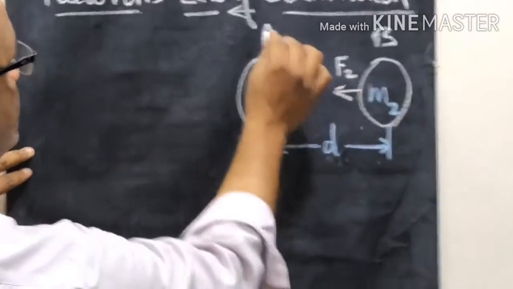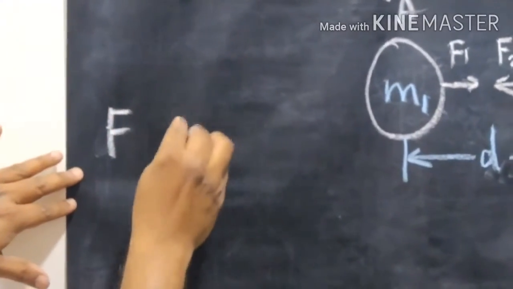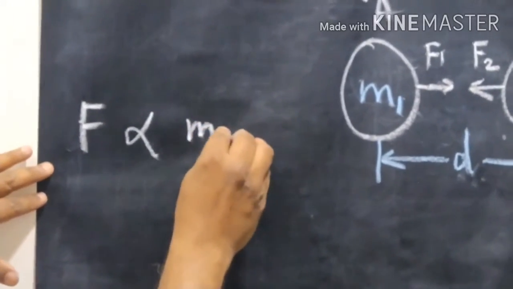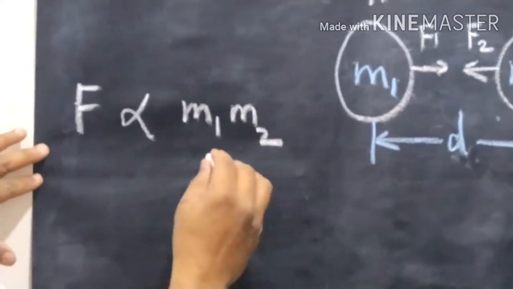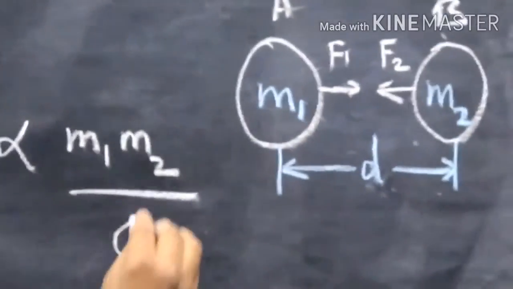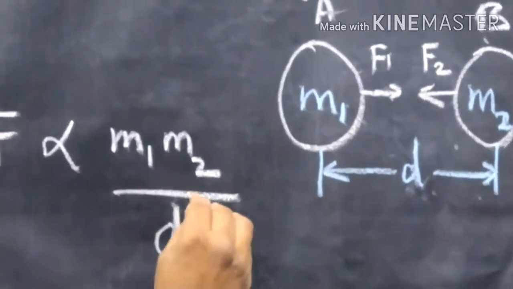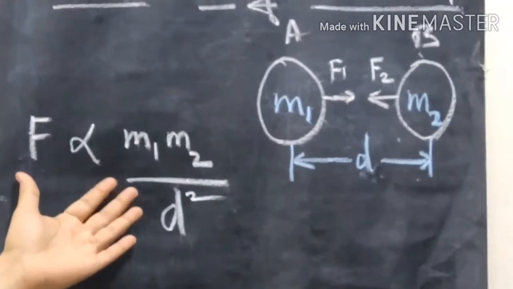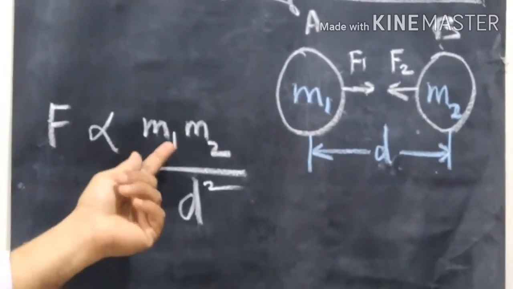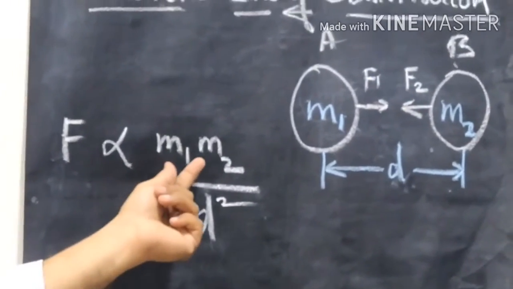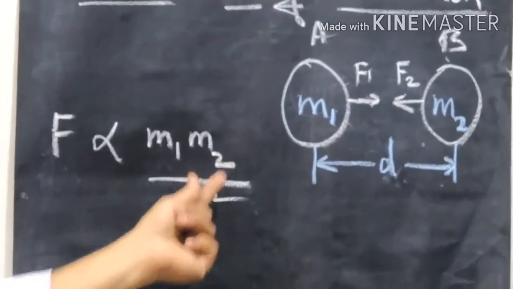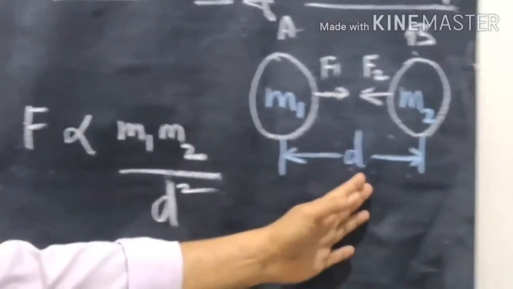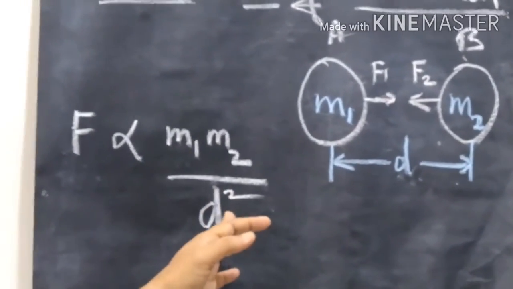According to the theory of gravity, the force between these two objects A and B is directly proportional to the product of the masses m1 and m2, and inversely proportional to the square of the distance between the two. You got my point? The force between these two objects is directly proportional to the product of m1 and m2 and inversely proportional to the square of the distance.